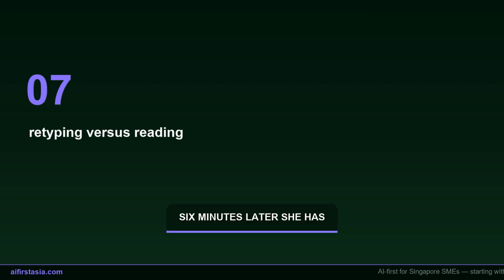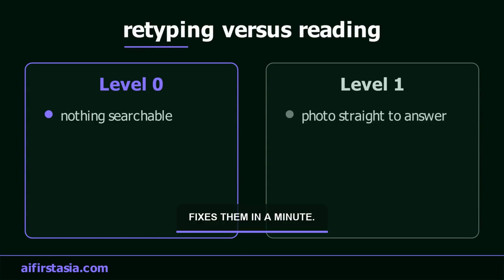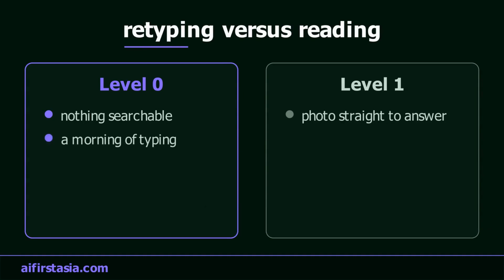Instead, she uploads the batch to her AI assistant and asks for one table, one row per note, with the date, customer, item count, and the driver's name, marking anything unclear rather than guessing. 6 minutes later, she has a table with 36 clean rows and 4 marked unclear. She opens those 4 photos herself, reads them properly, fixes them in a minute. The morning is back. That is level 1.